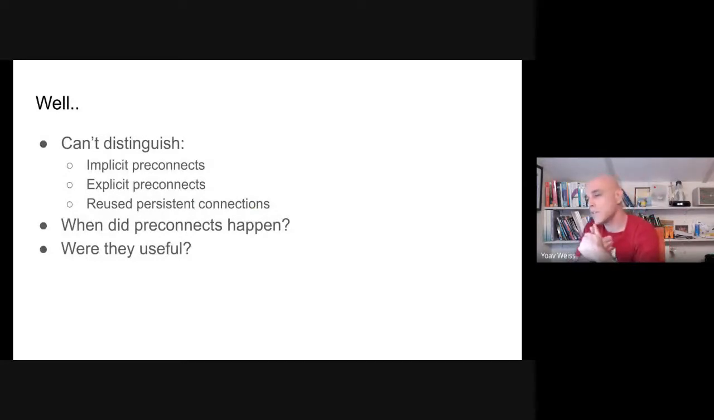But we can't really distinguish between implicit preconnects, which are preconnects that the browser has initiated because it knows things about the user, explicit preconnects, where we said link rel preconnect as a developer and told the browser to preconnect to a specific resource, or an existing persistent connection that was reused for that resource specifically. We also don't know when preconnects actually happened and whether they were actually useful, because even if we send a preconnect and we see that the resource was preconnected, we don't know if this wasn't because of one of the other reasons.